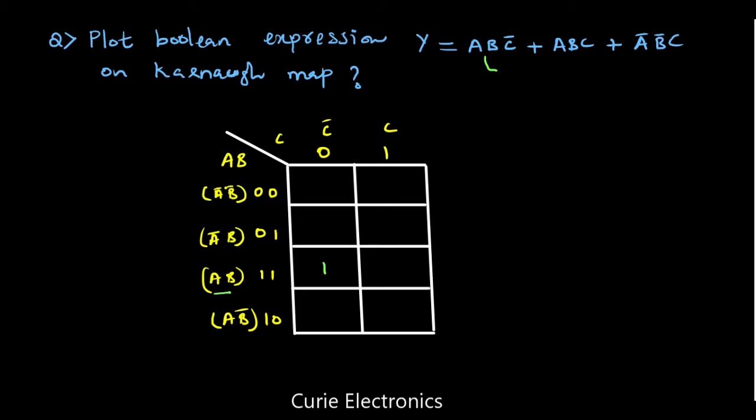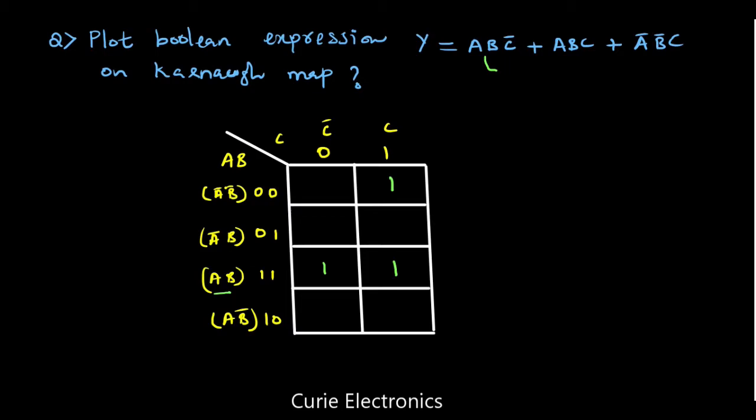So it is in the same row. A B means 1 1, A B C. So it is here. And the last literal, what is that? A bar B bar C. Where is A bar B bar? That is the first one, that is 0 0. A bar B bar C.